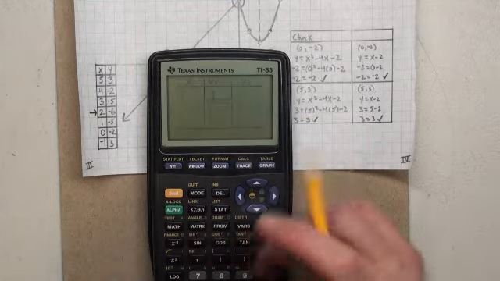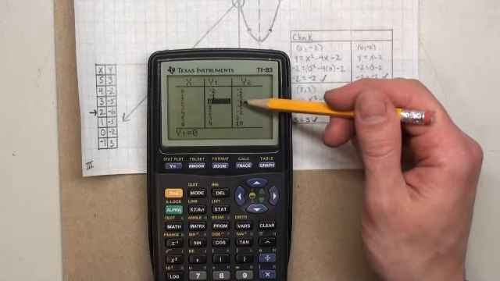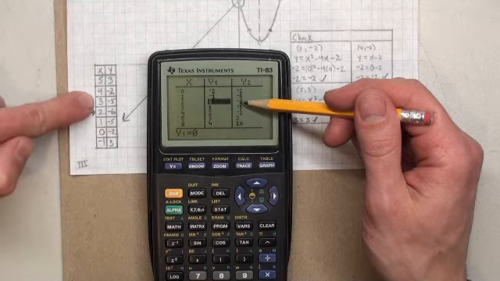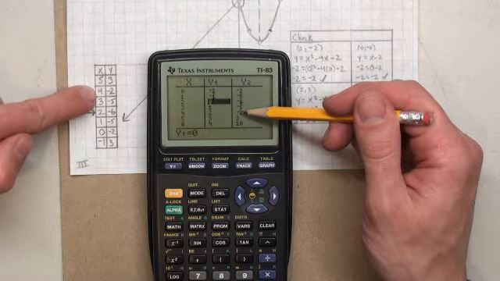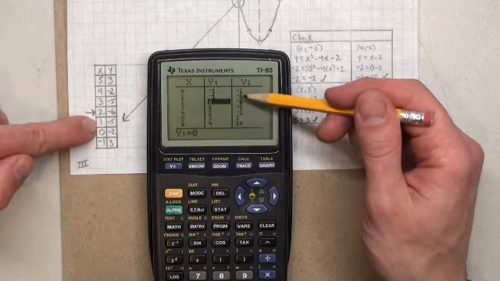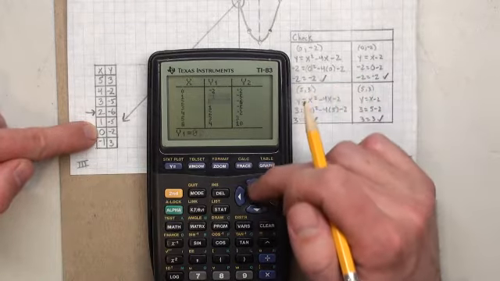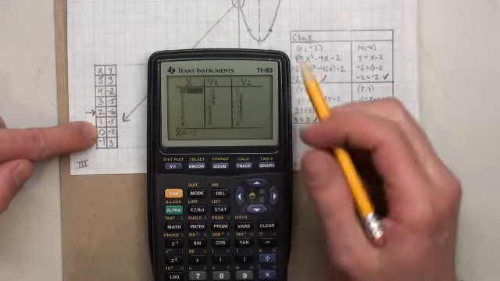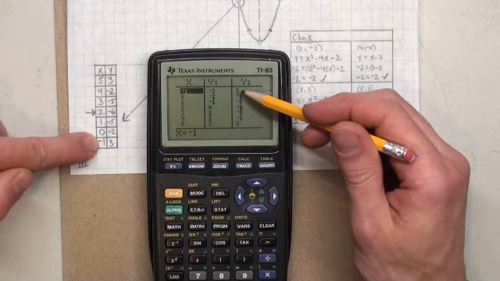So again, second table. Now, in y2 I have negative 6, right? That's what I have in my table. And then for 3, I have negative 5. And for 4, I have negative 2. And for 5, I have 3. And when I go the other way, for 1 I have negative 5, for 0 I have negative 2, and if I go up one more, for negative 1 I have 3.